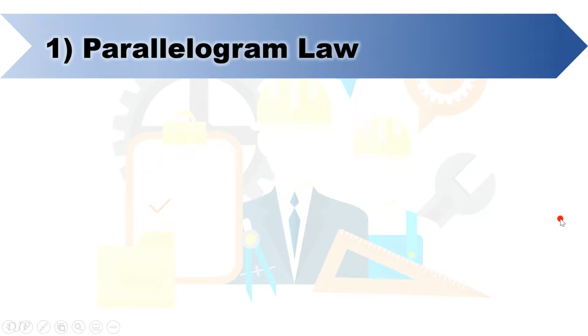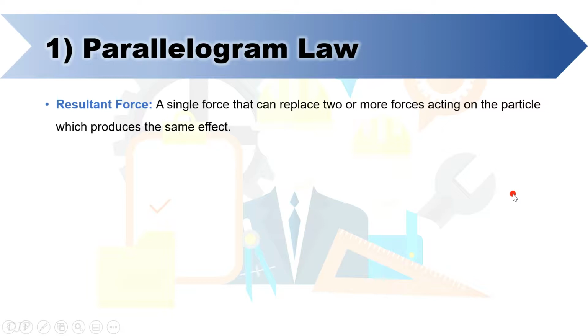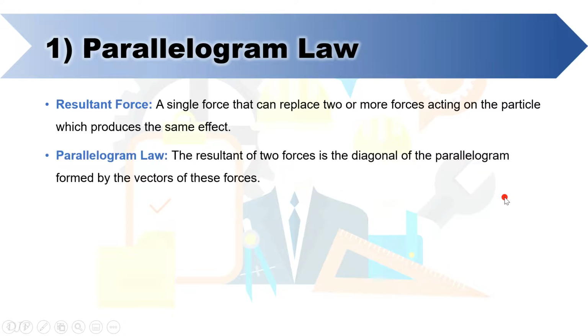So first, vectors can be added using parallelogram law. The result of combining the force vectors is called resultant force. As defined here, it is a single force that can replace several forces which produces the same effect on a particle or body. With parallelogram law, we can solve for the resultant by getting the diagonal of the parallelogram formed by the vectors of the given forces.